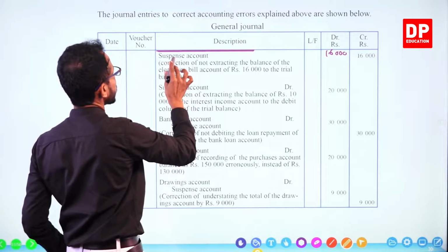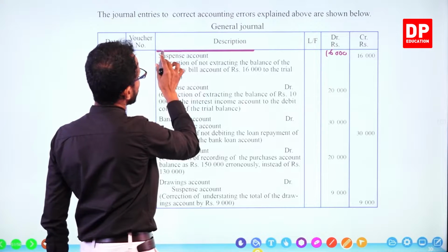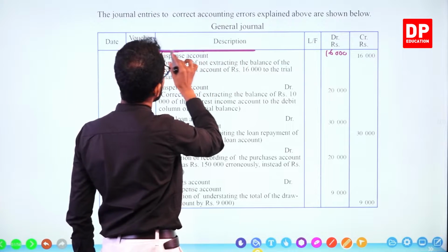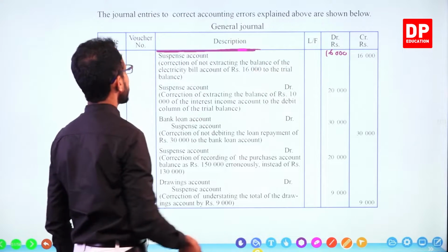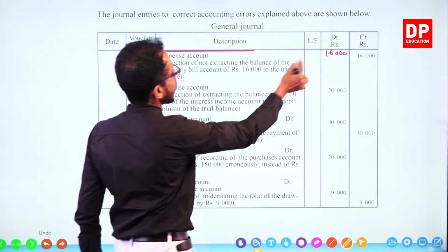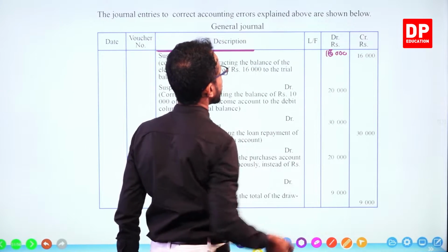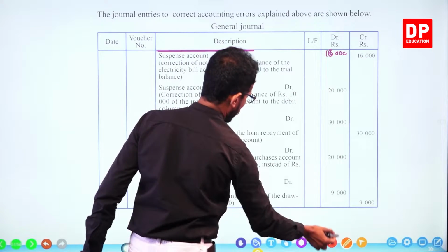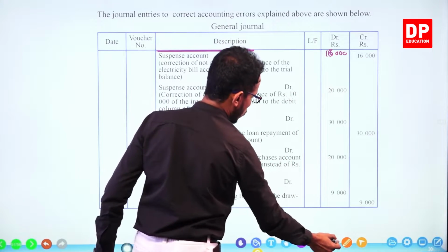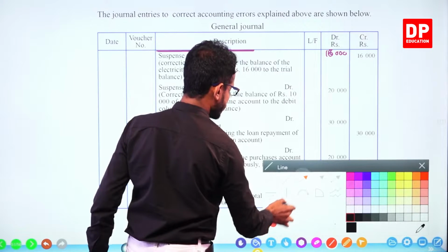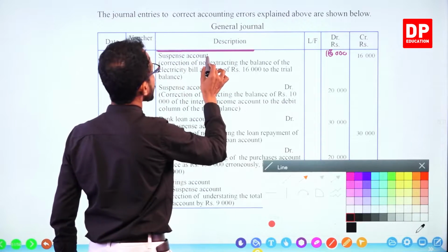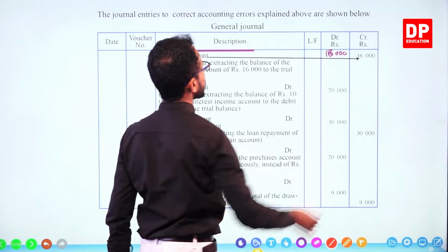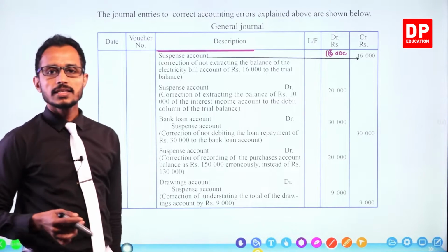Leave it blank, maybe with a simple line like this, and mention the 16,000 in the debit side. Suspense account should be credited, that we know, of course, that we already know. Suspense account should be credited 16,000.